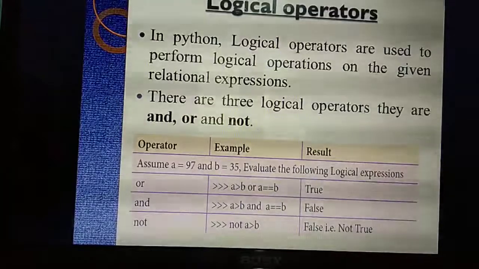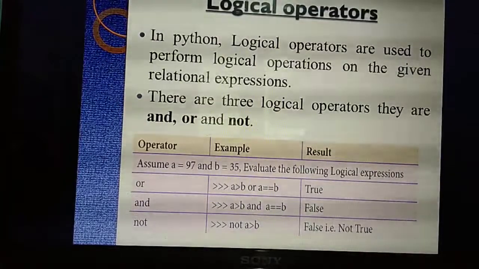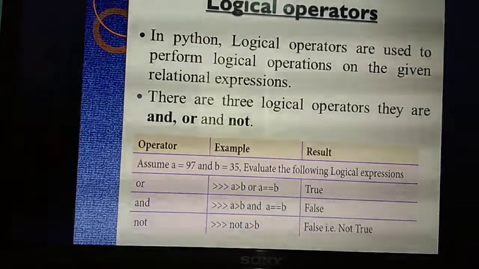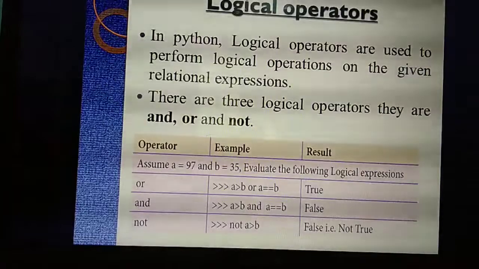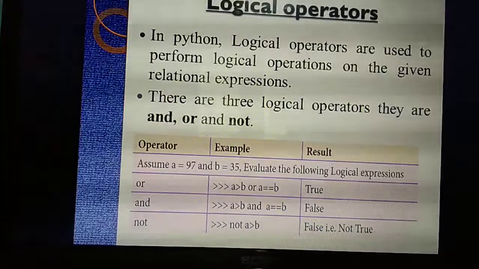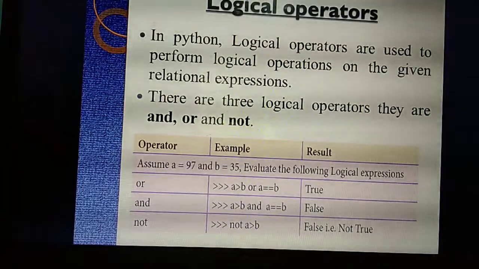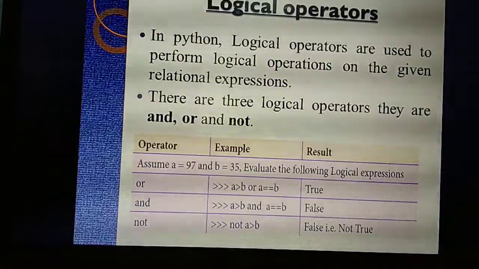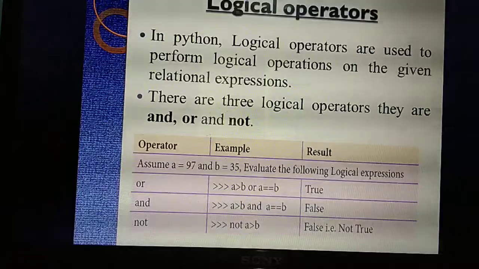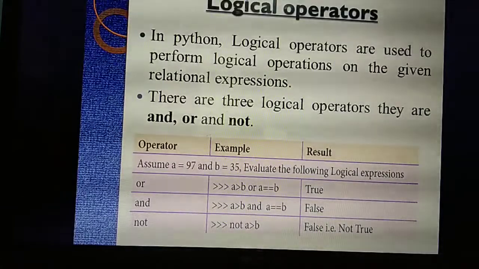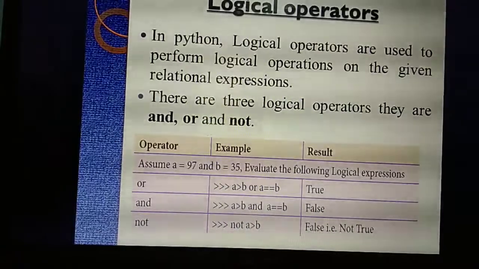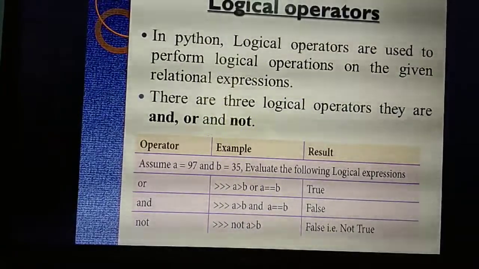Next one, AND operator. What's the difference between OR operator and AND operator? In AND operator, only if both conditions are true will you get the answer as true. If any one condition is false, you will get the answer as false. Understand? What's the difference between OR and AND? In OR, if any one condition is true, the answer is true. But in AND operator, if any one condition is false, the answer is false.